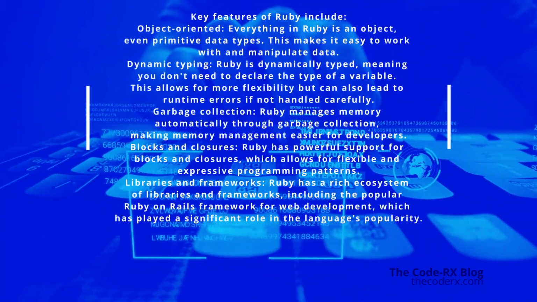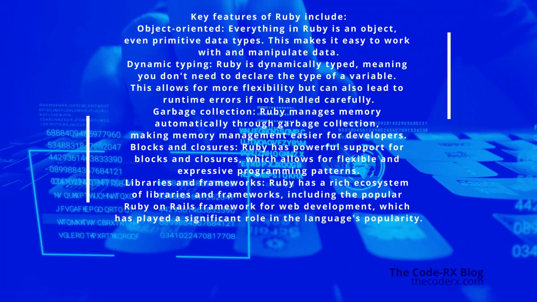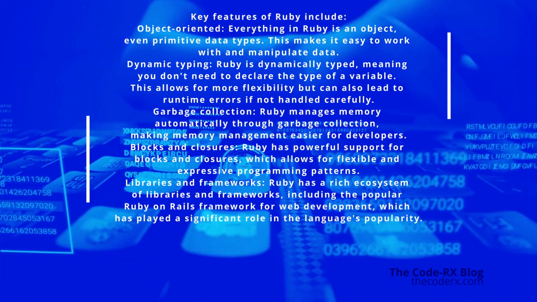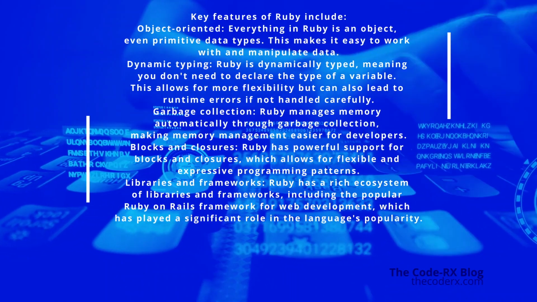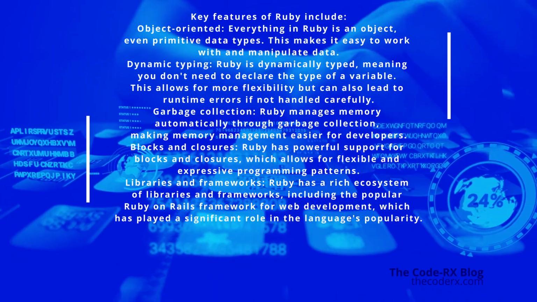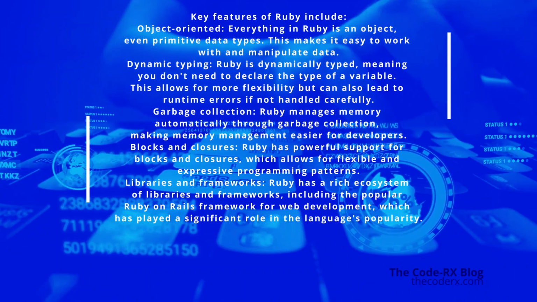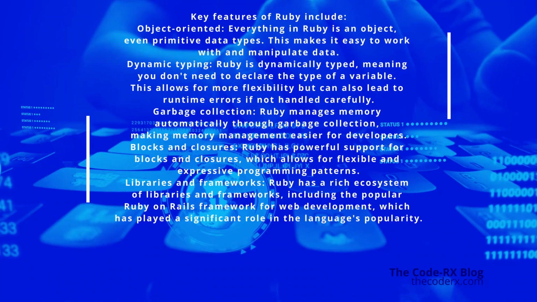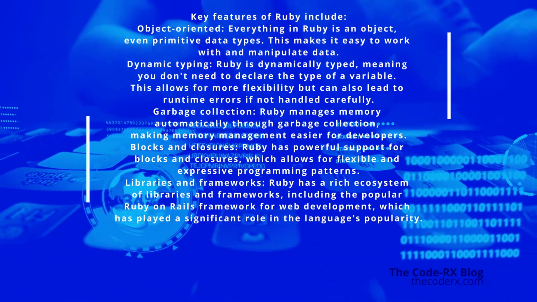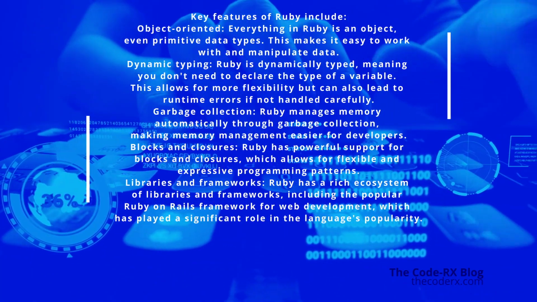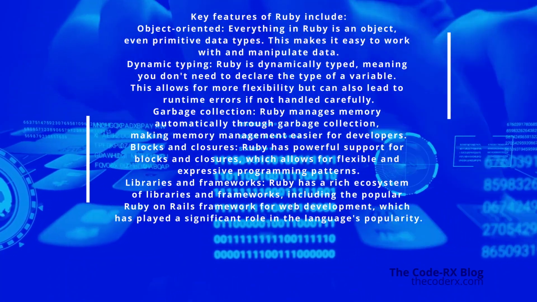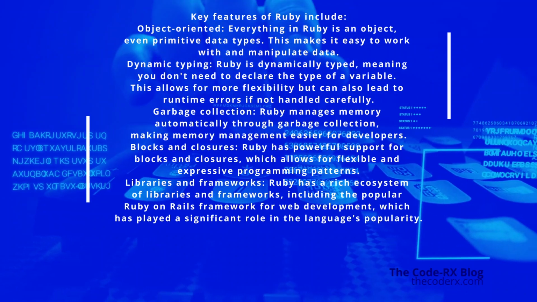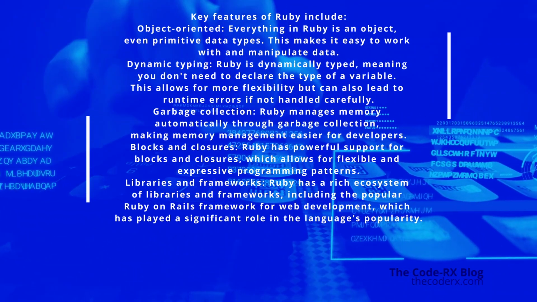Now, some of the key features of Ruby include that it's object-oriented. Everything in Ruby is an object, even primitive data types. So this makes it easy to work with and manipulate the data. Also, dynamic typing is a key feature of Ruby. Since it's dynamically typed, that means you don't need to declare the type of a variable. This allows for more flexibility, but can also lead to runtime errors if it's not handled carefully.